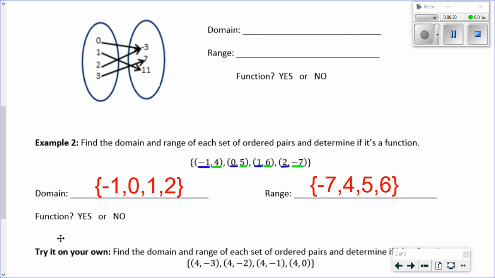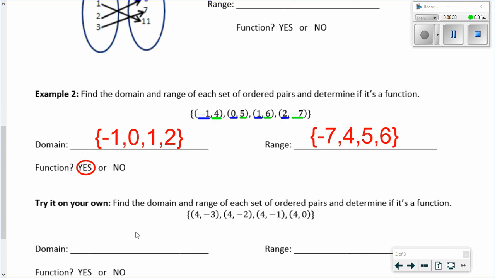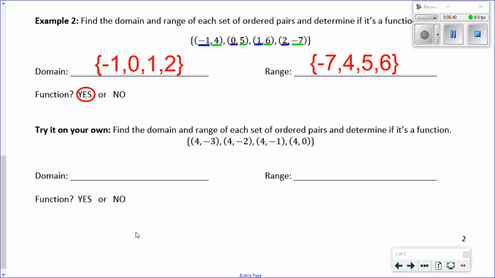Now I can answer, is it a function or not? Well, all these blues, none of them are repeating, so yes, it's a function. You guys try this one on your own.